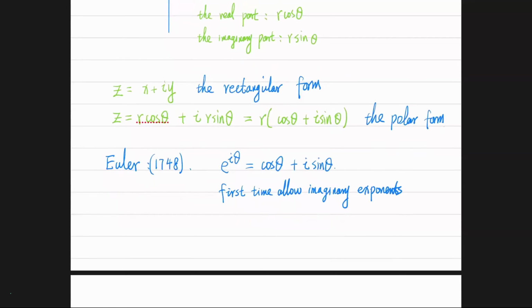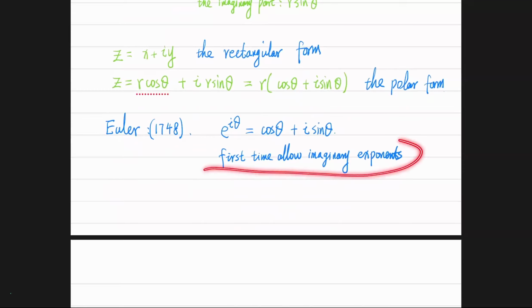Okay, we should be very careful about this formula. Is it the first time you allow i in an exponent? I want to ask, is it the only time we can do this? If you have an i for an exponent, what's the result?